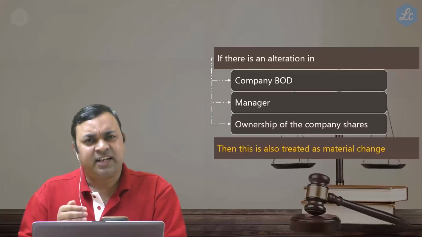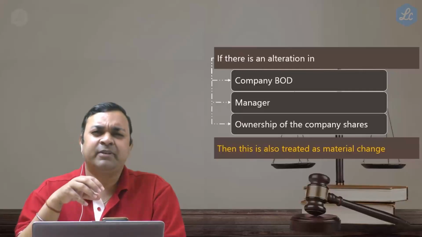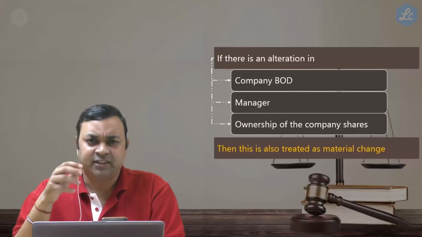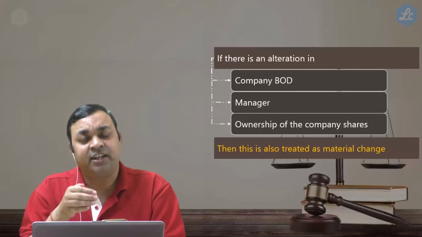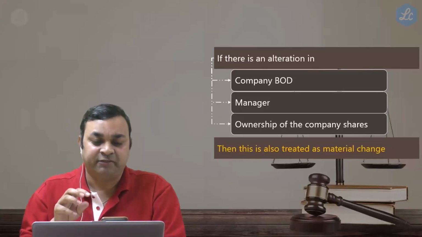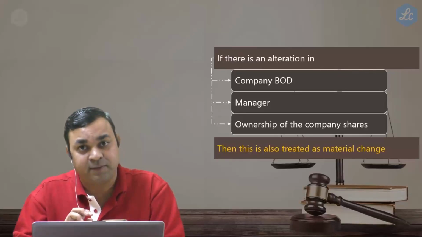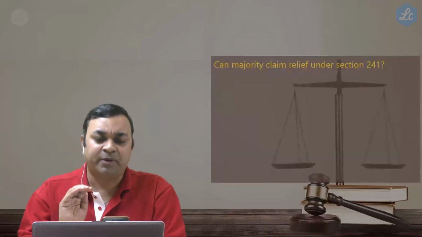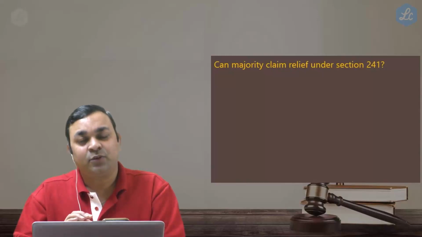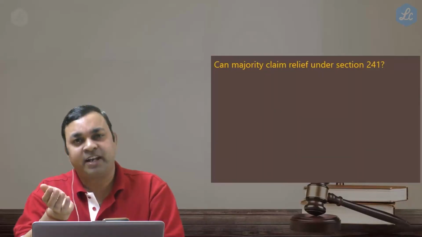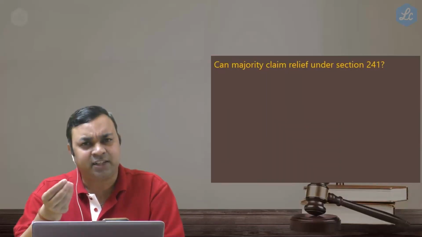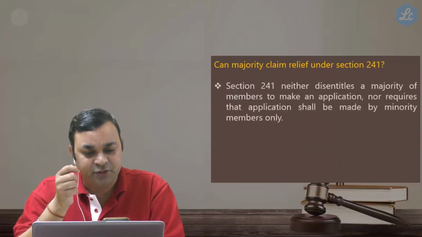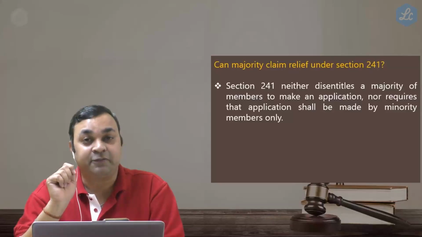Now, under section 241, there is a famous case law, so-called Foss versus Harbottle, which is mentioned there. It talks about an act done by the majority shareholder which is oppressive and prejudicial. The minority can file an application before the NCLT by proving the circumstances mentioned under section 241 to claim relief.